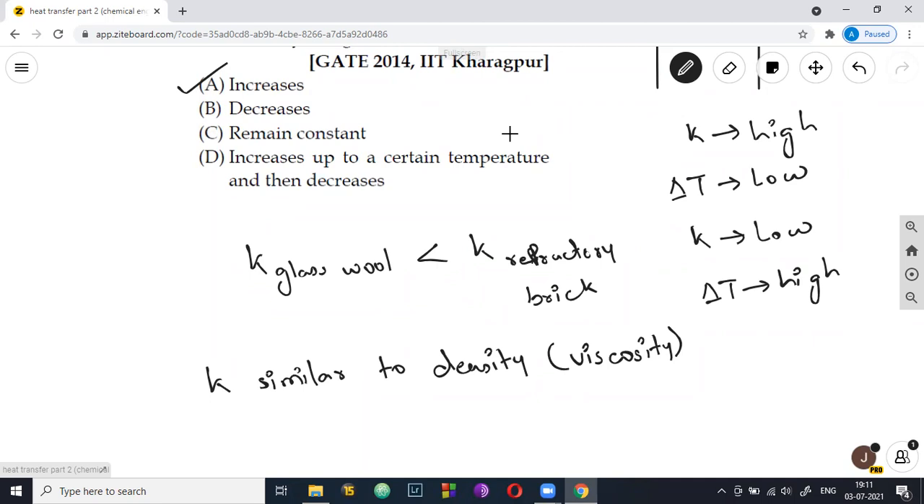Whereas for gases, density and viscosity are governed by molecular collision, which is referred to as molecular momentum transfer. If you increase the temperature, this molecular momentum transfer increases. Hence, thermal conductivity also increases. Are you able to follow this? I have discussed this logic in theory also. Is the answer clear?